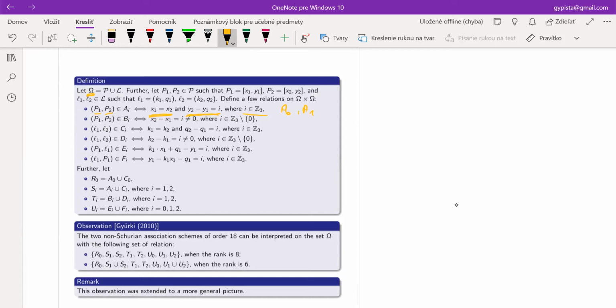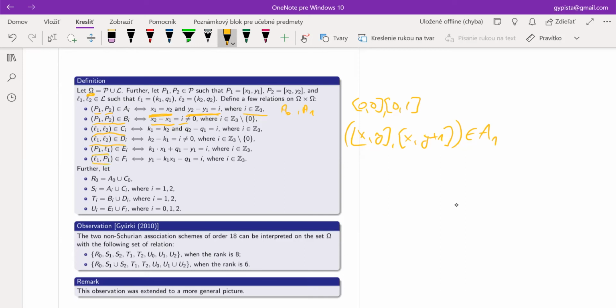A1, for example, will contain something like this. So to (x, y), the corresponding pair will be (x, y plus 1). So this is in A1 and so on. So you can imagine. Similarly, you can do the same job for the lines. And also relations of type B, when the first coordinates differ by i. So clearly here 0 is not possible, because if x2 minus x1 is 0, then I have a relation of type A. And similarly, it can be given for the pair of lines.